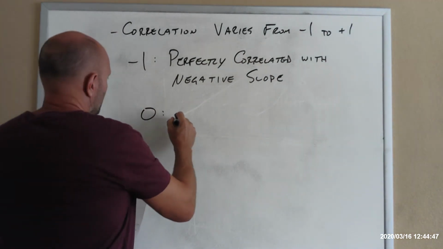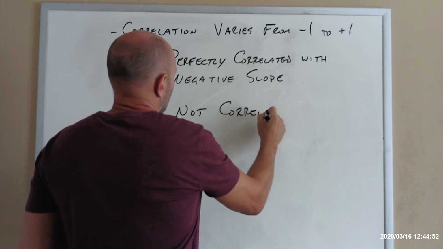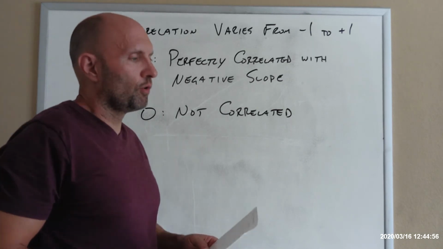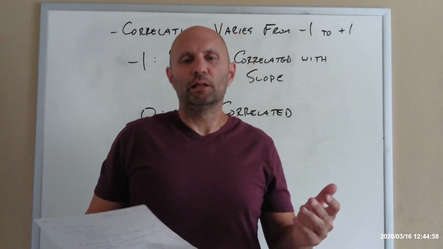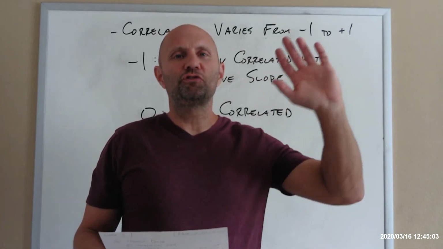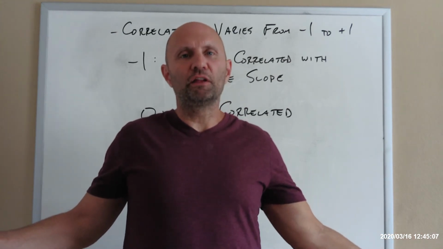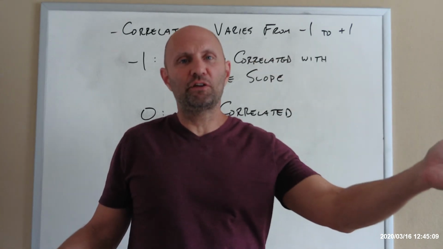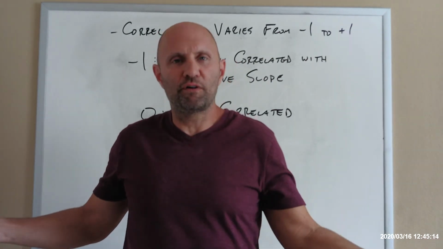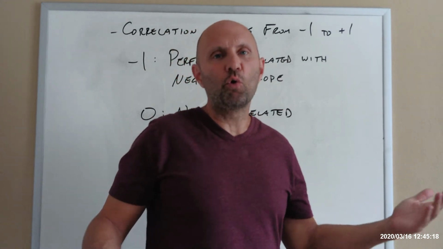Correlation of 0 means not correlated at all. So let's say spending time sun tanning by the pool and my weight loss have nothing to do with each other. Whether I spend 10 minutes out in the sun, 30 minutes or 45 minutes, it has no effect on weight loss. So they're not correlated at all. That would have a correlation of 0.